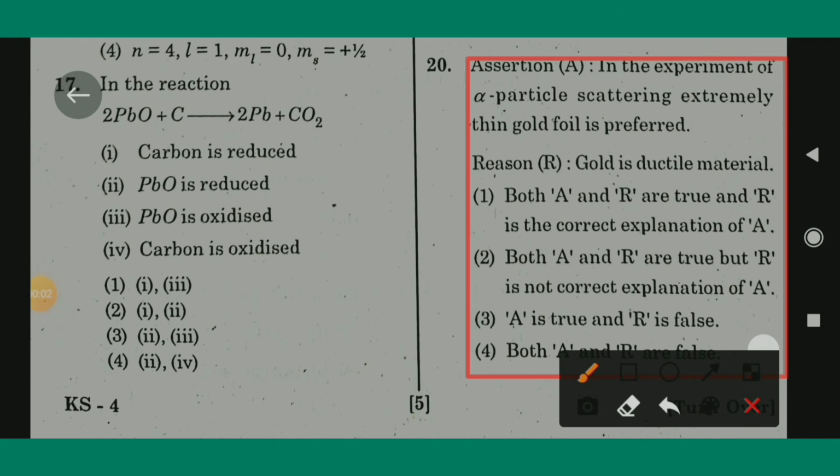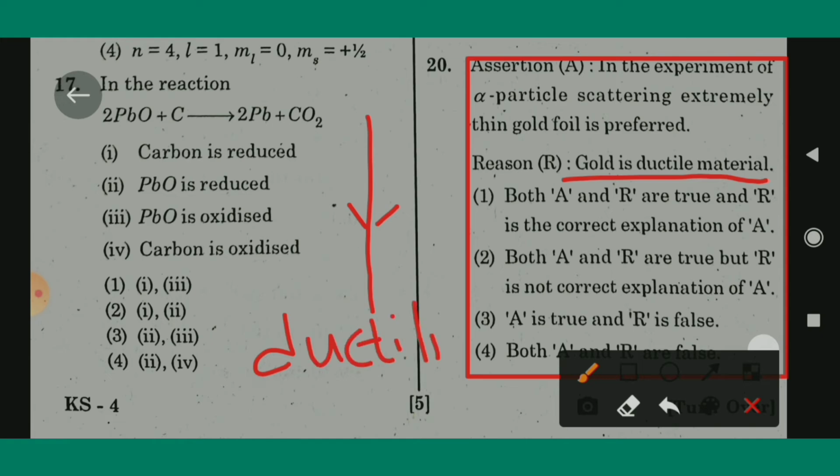Assertion: in the experiment of alpha particle scattering, extremely thin gold foil is preferred, and reason: gold is a ductile material. So here assertion and reason both are correct, but the reason is not the correct explanation of the assertion. Why? Because ductility means forming a material into thin wires, which is known as the ductility property.